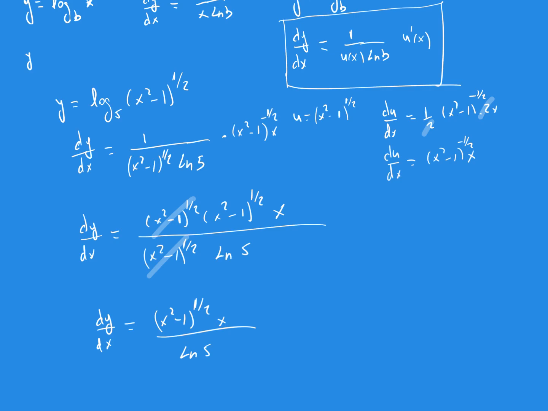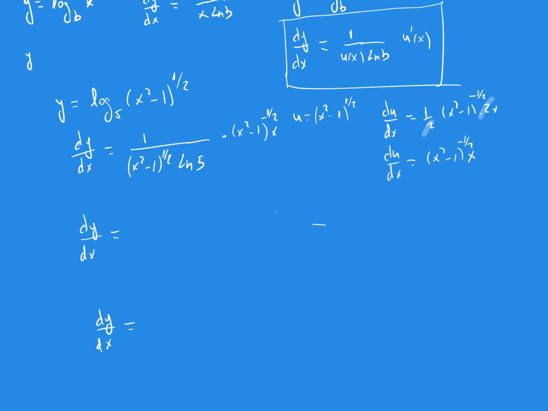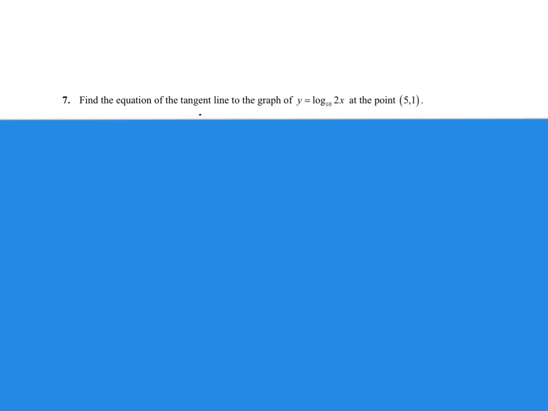And now, let me erase and do it correctly. Sorry. The minus 1/2 will go to the denominator and will produce x squared minus 1 raised to the power 1 multiplied by the natural log of 5. And here is the x, and this is the final result. Now we go to problem 7.